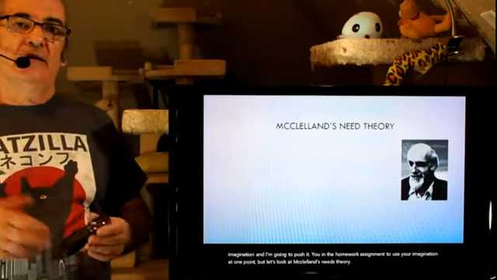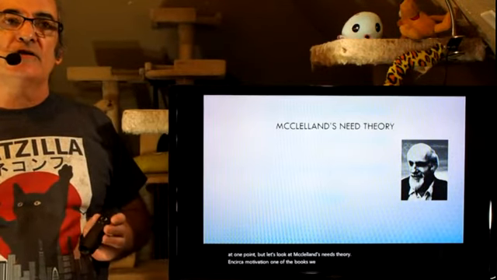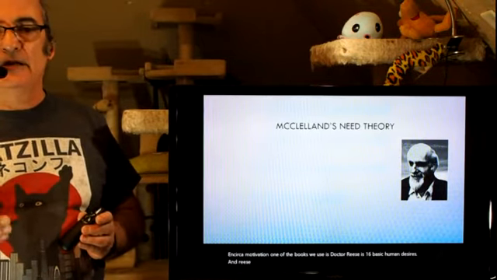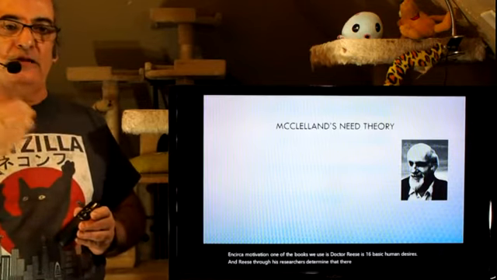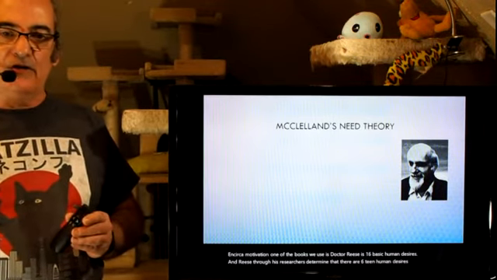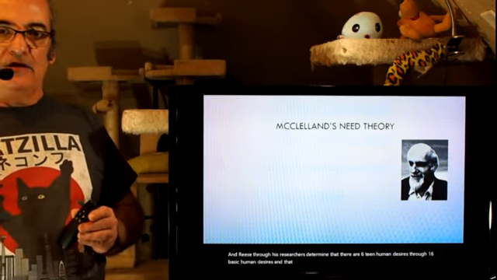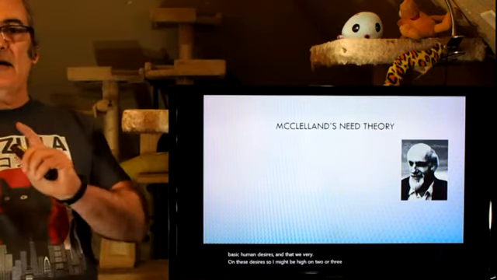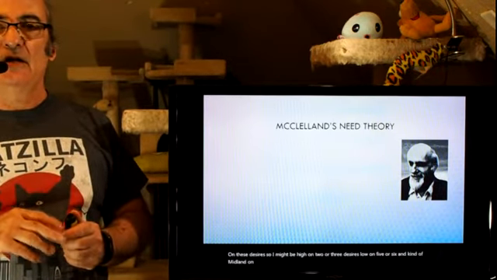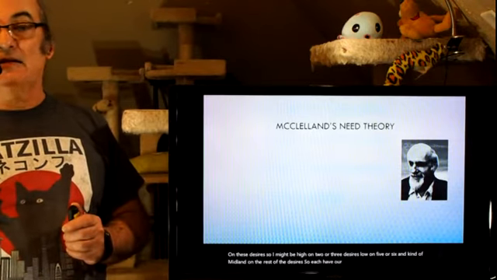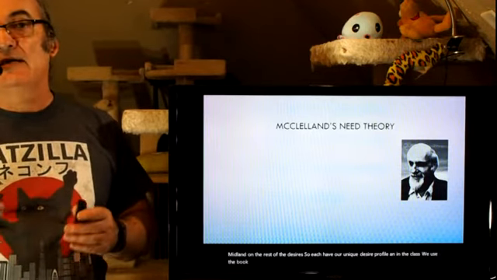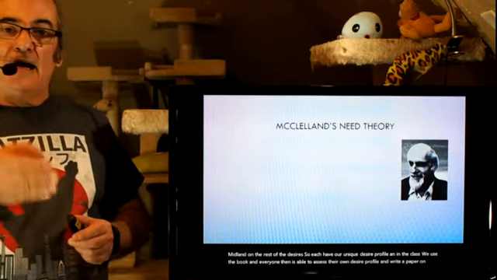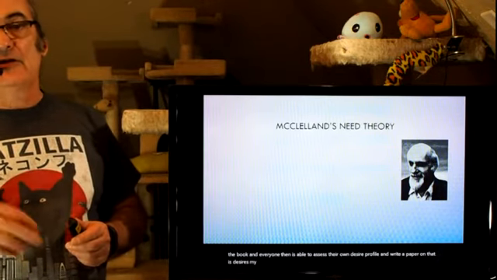In psychomotivation, one of the books we use is Dr. Reiss's 16 Basic Human Desires. Reiss, through his research, has determined that there are 16 basic human desires, and that we vary on these desires. So I might be high on 2 or 3 desires, low on 5 or 6, and kind of middling on the rest. So we each have our unique desire profile, and in the class we use the book and everyone is able to assess their own desire profile and write a paper on that. My desires motivate my choices.